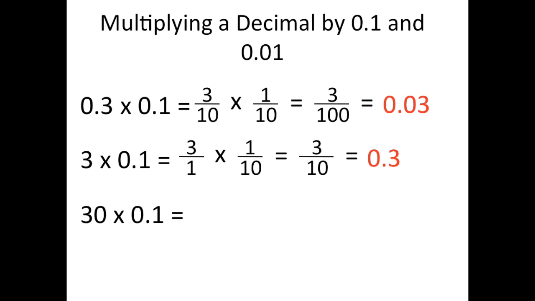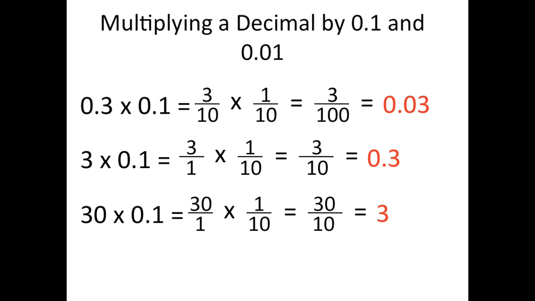30 times 1/10. Again, I'm going to rewrite them as fractions, so 30 written as a fraction would be 30 over 1. 1/10 written as a fraction is 1 in the numerator, 10 in the denominator, same as the two problems above. Now I'm going to multiply my numerators and denominators. 30 times 1 equals 30. 1 times 10 equals 10. Now I need to simplify. 30 over 10 equals 3. Remember, the fraction line literally means divided by, so 30 divided by 10 equals 3.